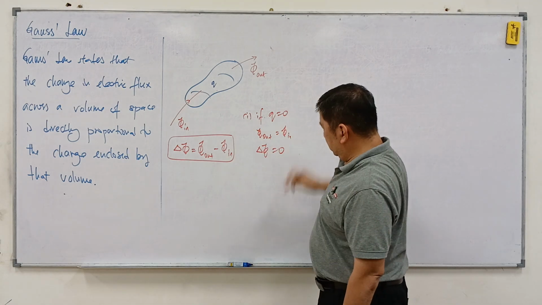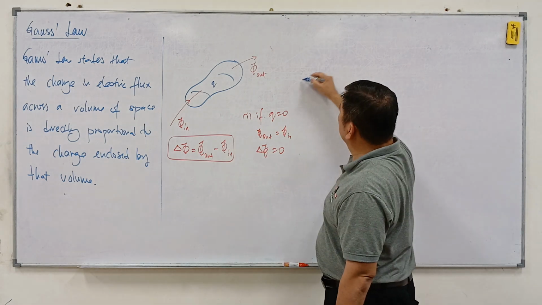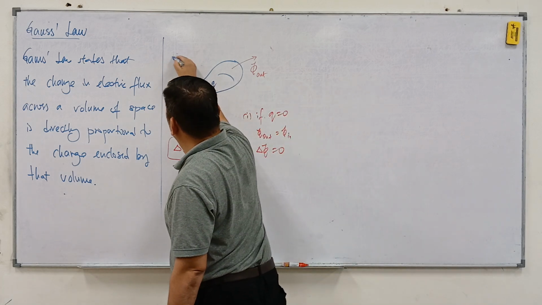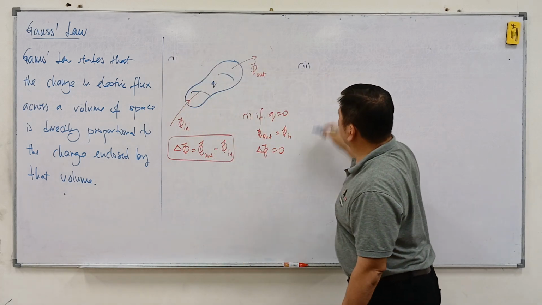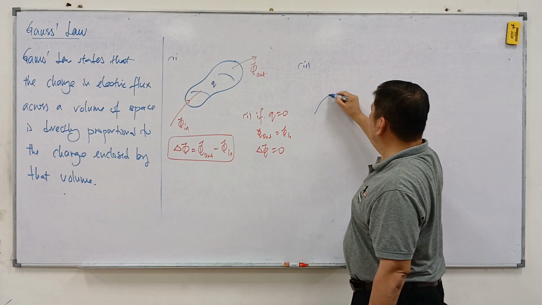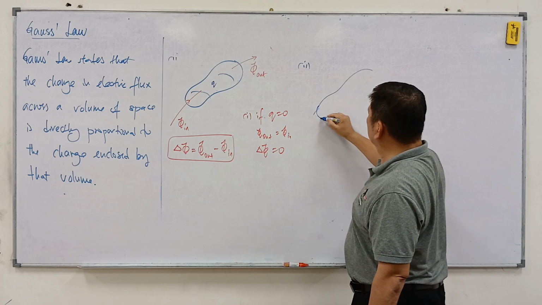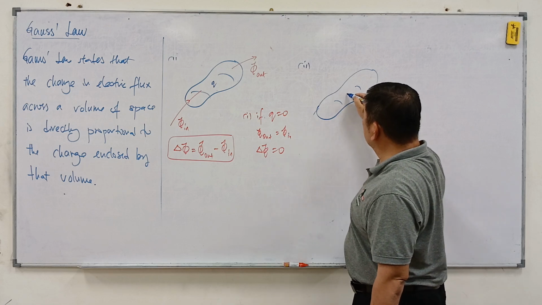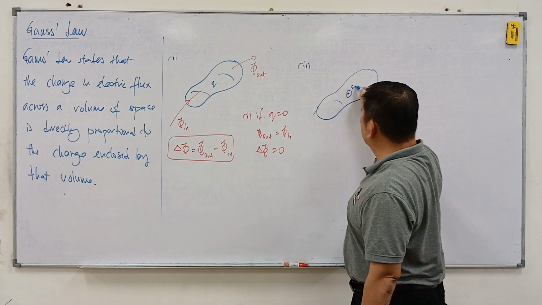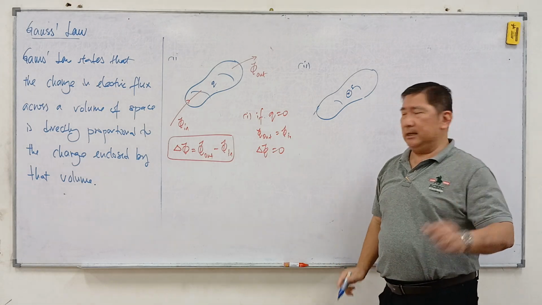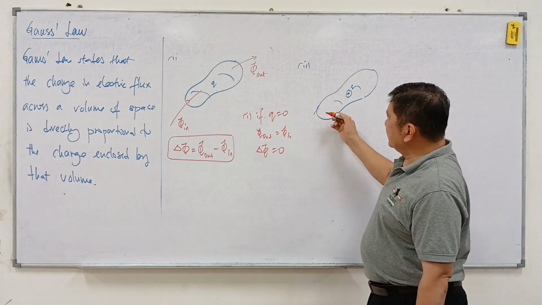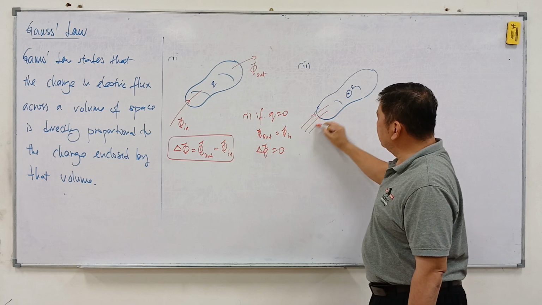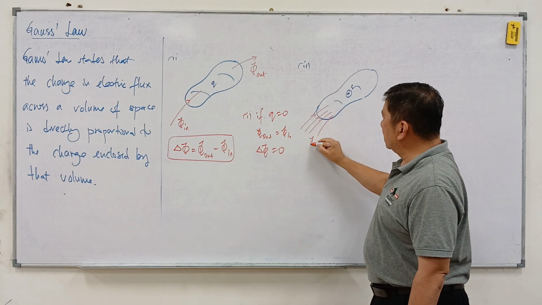Now come to number 2. So I have to redraw the diagram. This one is diagram number 1. Diagram number 2, same shape here. Okay. Now our Q is a positive charge. Okay, positive charge. We are going to draw, let's say there are 3 flux entering. Okay, 3 flux entering. We call this one phi in.